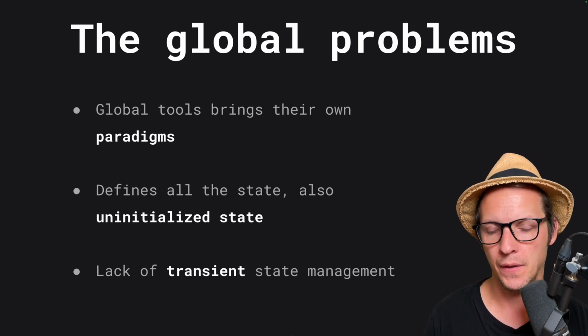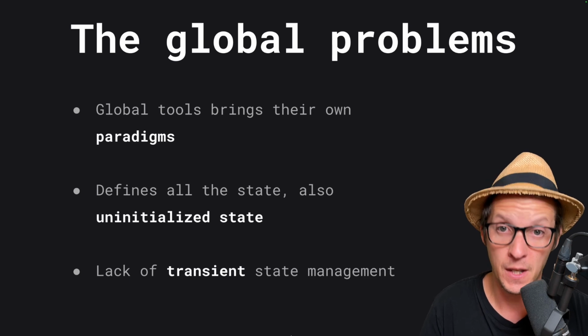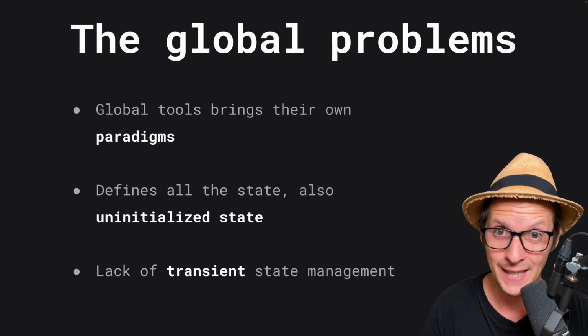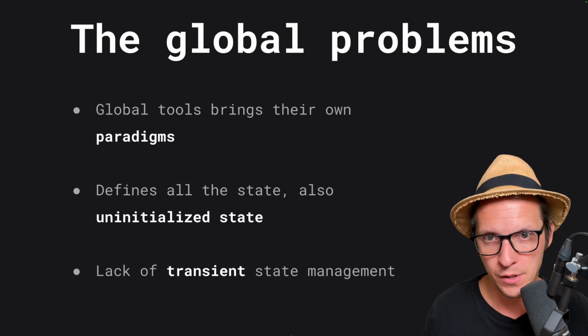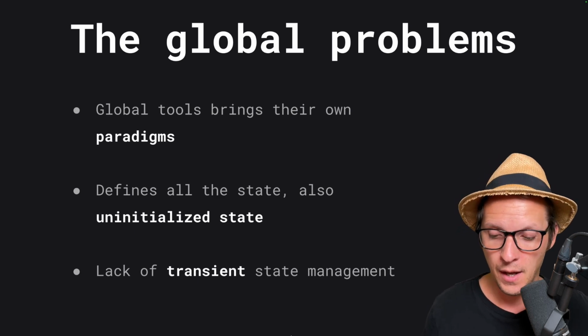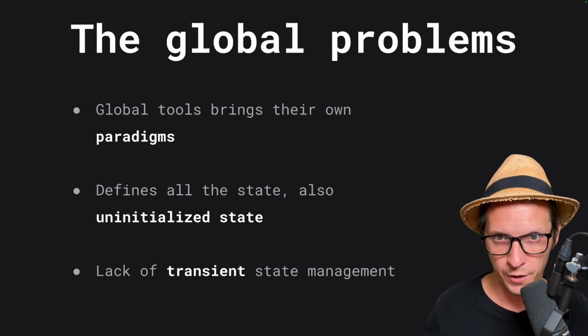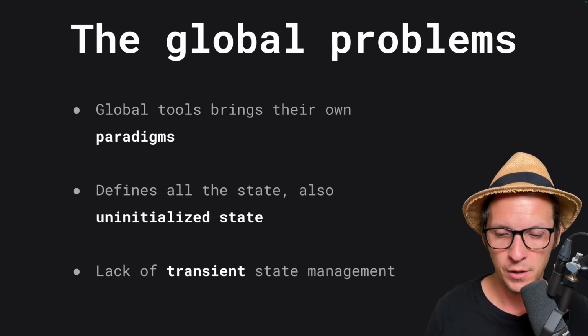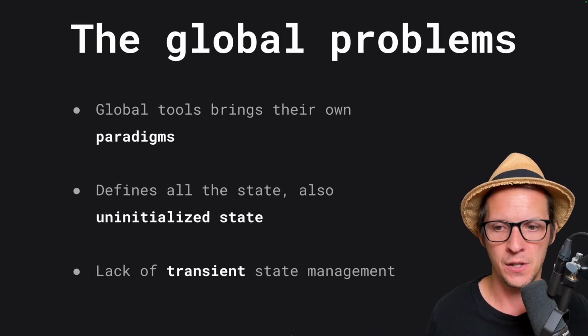Another thing about global state stores is that you need to define, and this is especially true for state trees, all the state of the application, including the uninitialized state. And from one perspective, this is amazing, right? Because you can look at this one tree, for example, in a debugger, and you just see all the state, even the state that's not initialized yet.